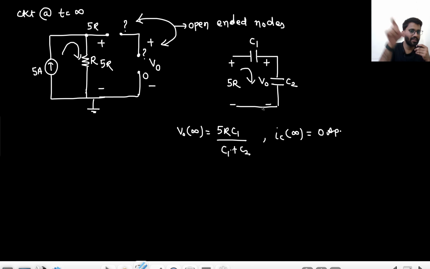For dividing the potential, I have made the circuit like this, but actually they are nearly open circuited. So IC infinity will be 0 ampere only. And what about IR infinity? That would be 5 ampere.